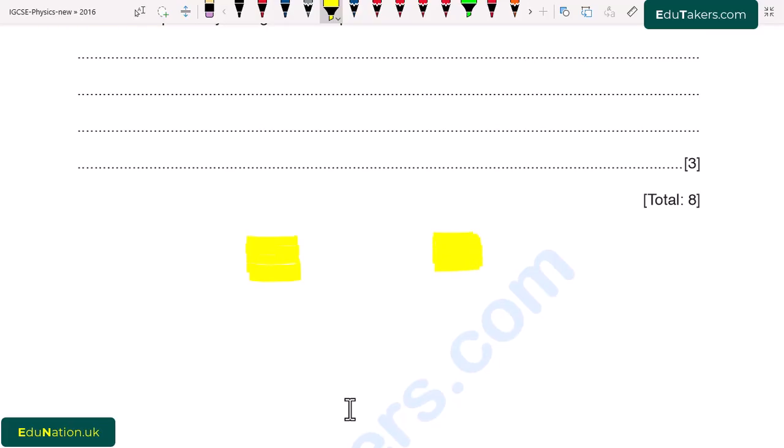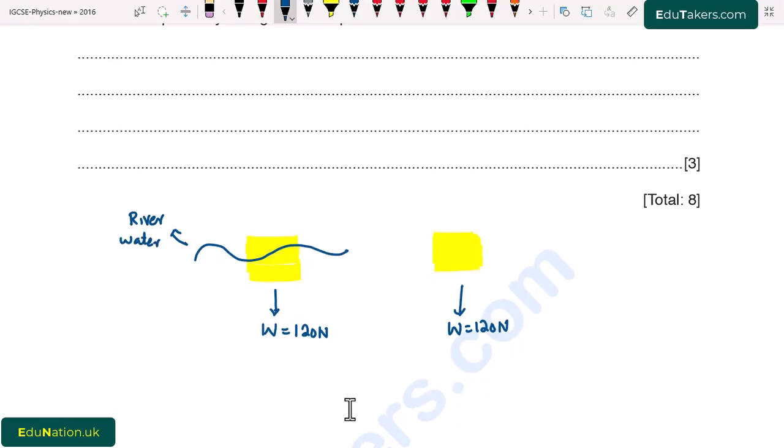The weight of both of these tankers is equal and it is acting in a downward direction. I suppose that this weight is equal to 120 Newton and here is also 120 Newton. The difference is that the first tanker is placed in the river water. Here is river water. And the other tanker is in sea water.